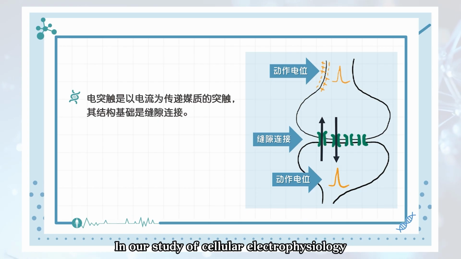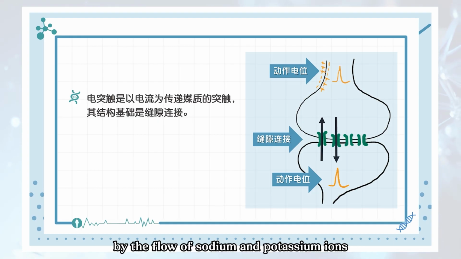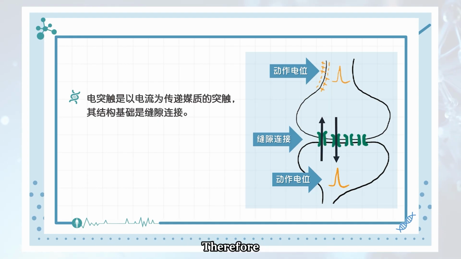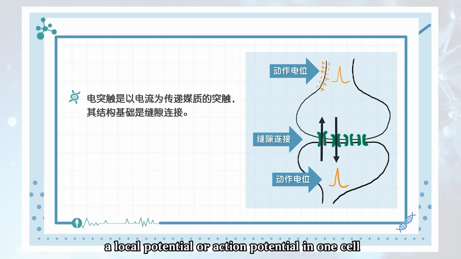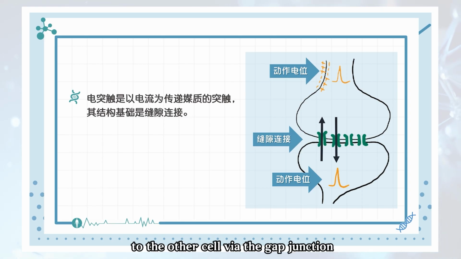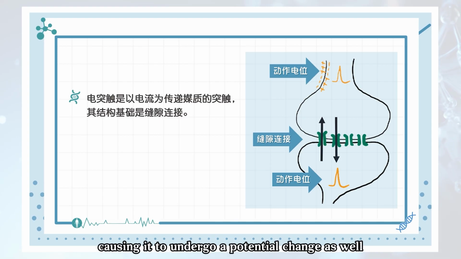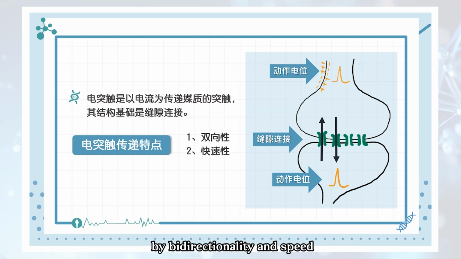In our study of cellular electrophysiology, we learned that action potentials are generated by the flow of sodium and potassium ions. Therefore, when neurons connected by gap junctions experience a local potential or action potential in one cell, ions and the potential can be transmitted to the other cell via the gap junction, causing it to undergo a potential change as well. Electrical synaptic transmission is generally characterized by bidirectionality and speed.